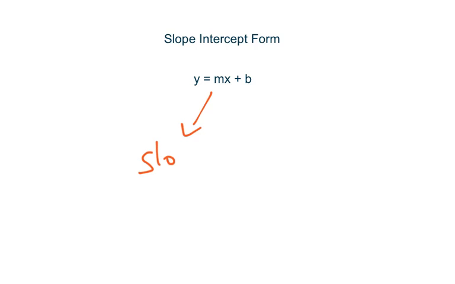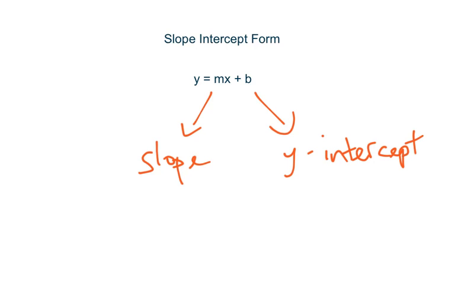Okay, in this video we're going to learn about slope-intercept form, which is y equals mx plus b, where m stands for slope and b stands for y-intercept. When an equation is already in slope-intercept form, you can read it like a sentence. The number with the x is the slope, and the number by itself is the y-intercept.